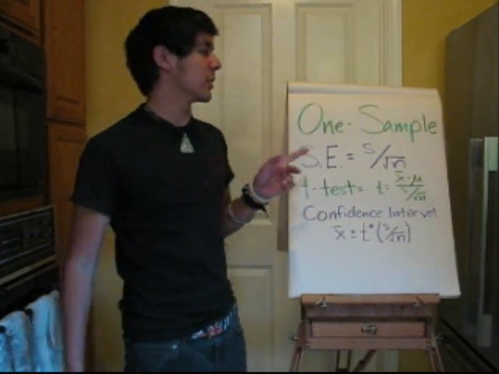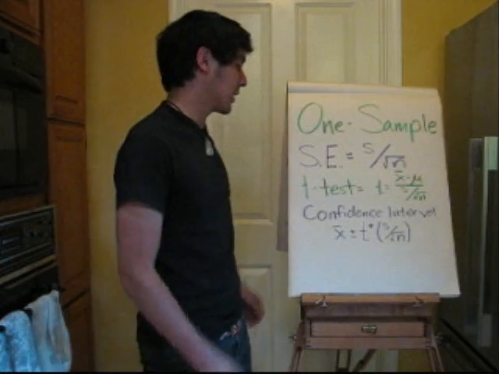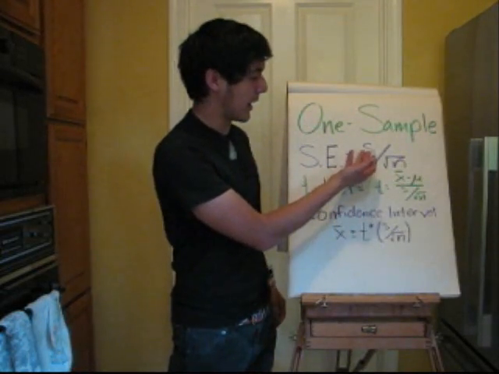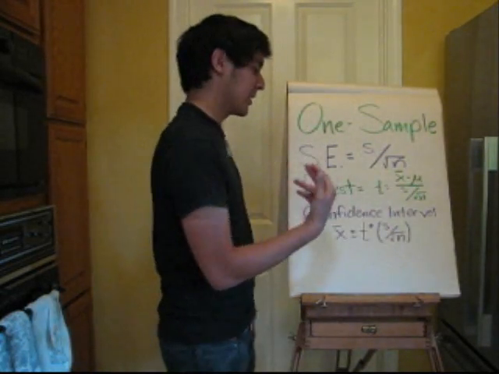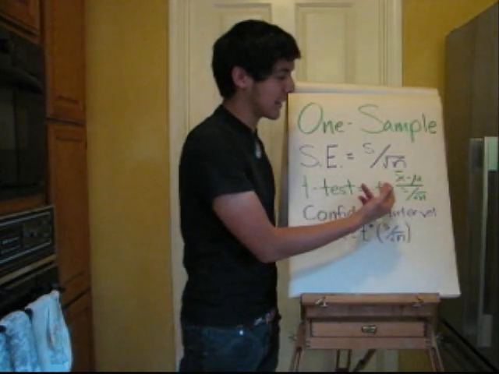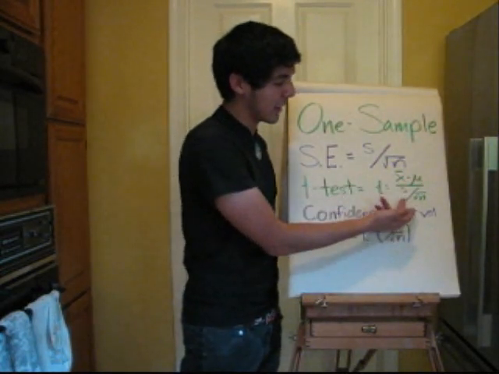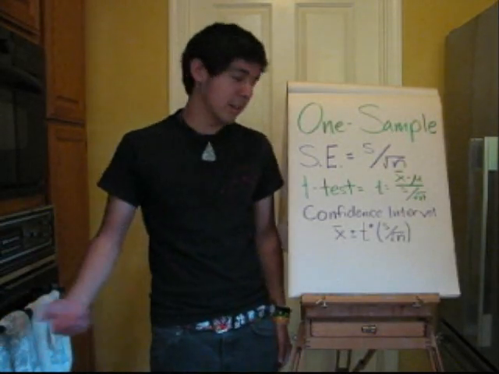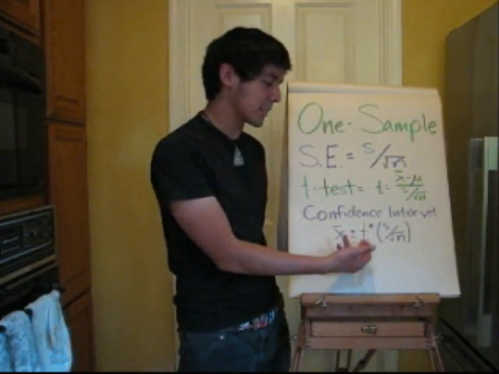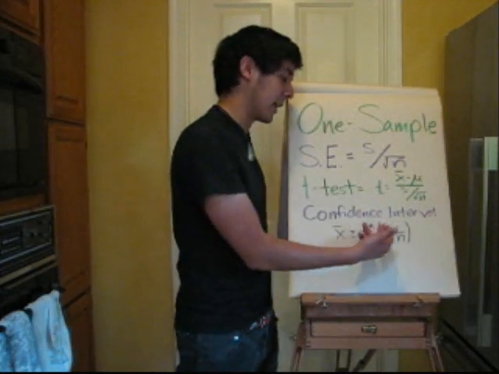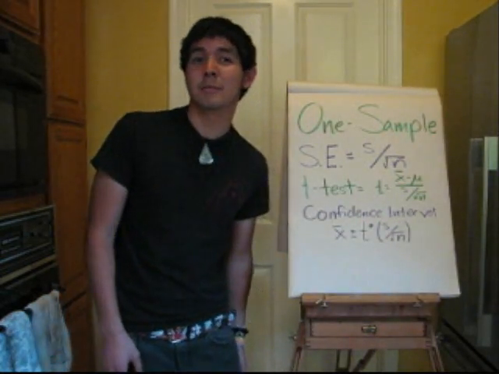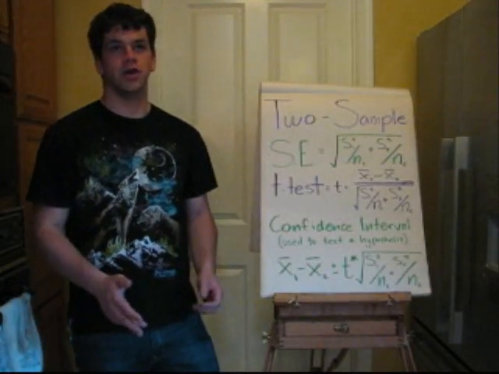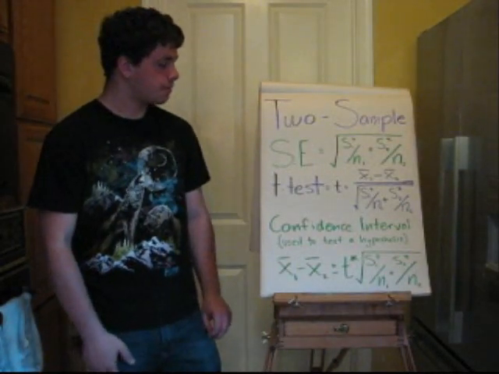Now here are some variables for one sample statistics. Standard error is S divided by the square root of n. The t-test is the sample mean minus mu over S divided by the square root of n. And a confidence interval is the sample mean plus or minus t star times the quantity of S over square root of n.